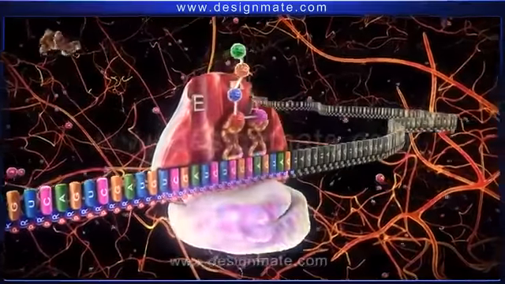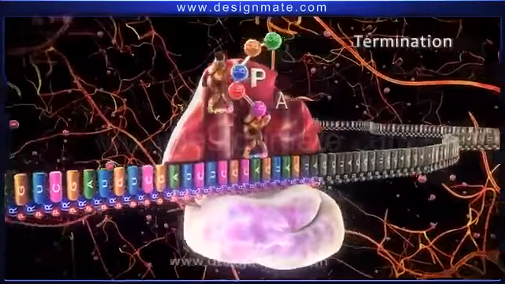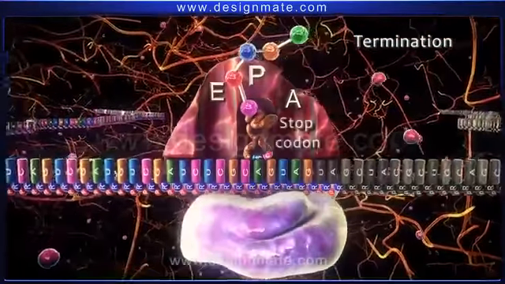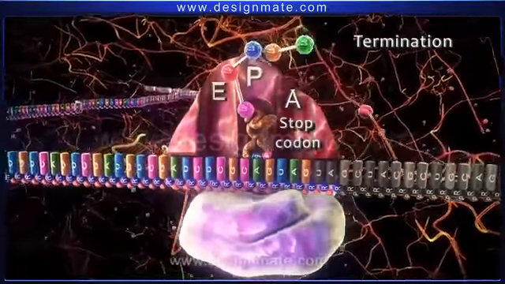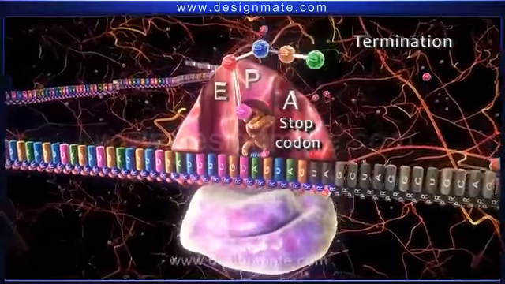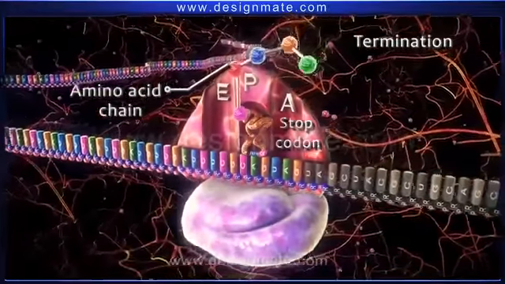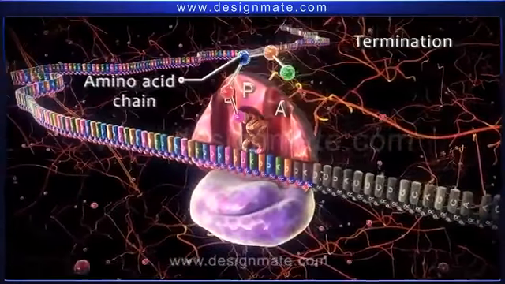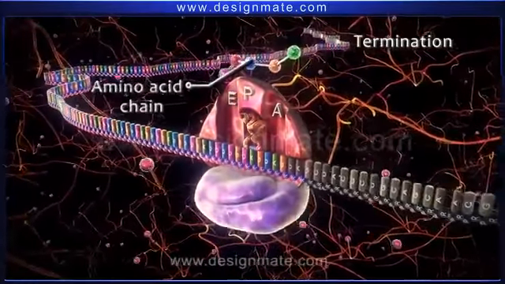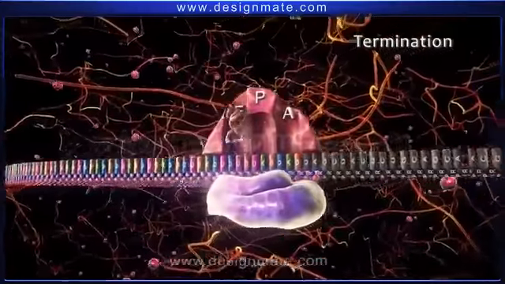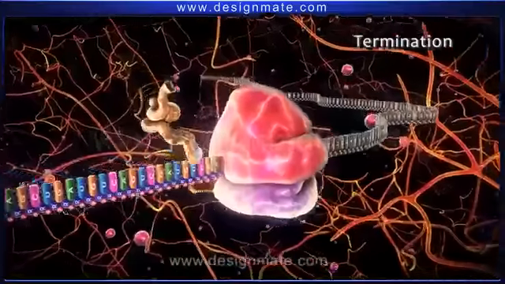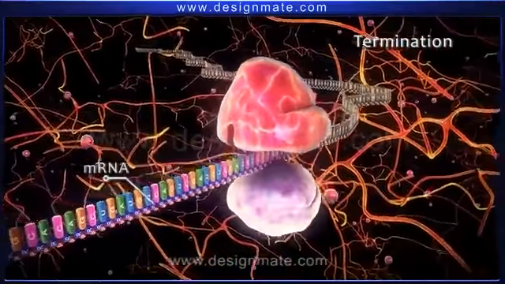The last stage of protein synthesis is the termination stage. When the ribosome reaches the stop codon UAG, elongation stops and the newly formed amino acid chain, which is the protein macromolecule, detaches from the ribosome. Subsequently, ribosomal subunits, along with the tRNA, dissociate from the mRNA.